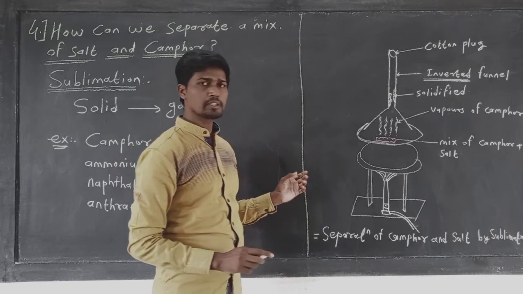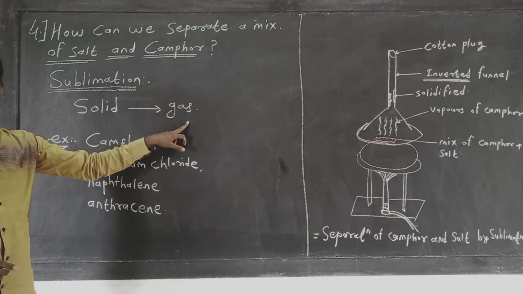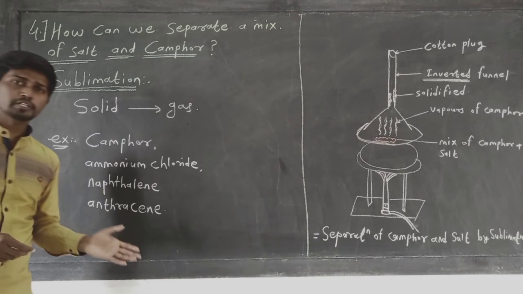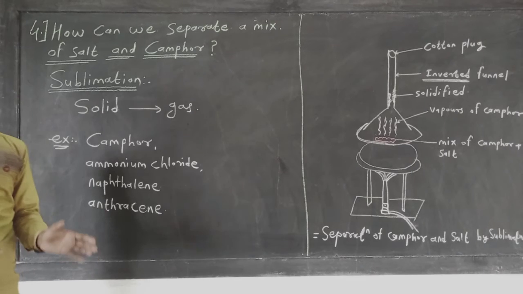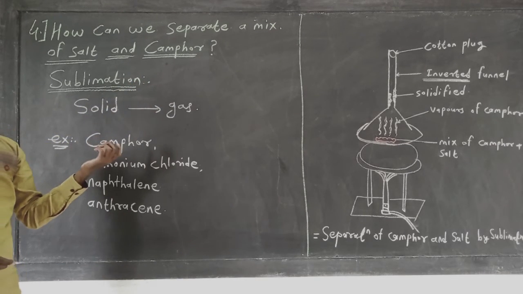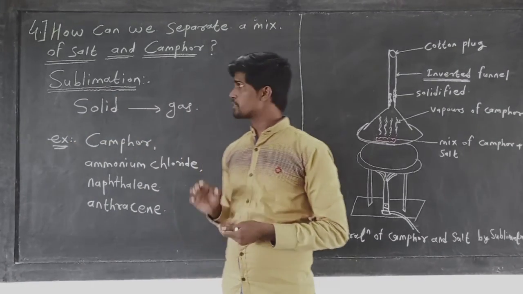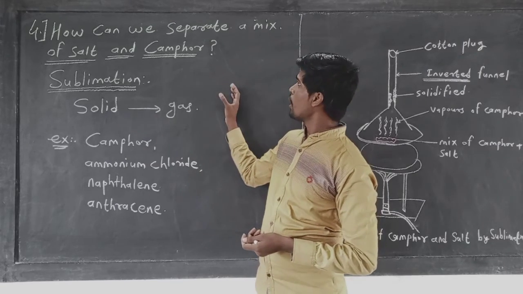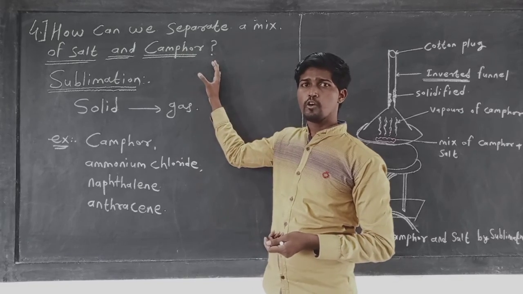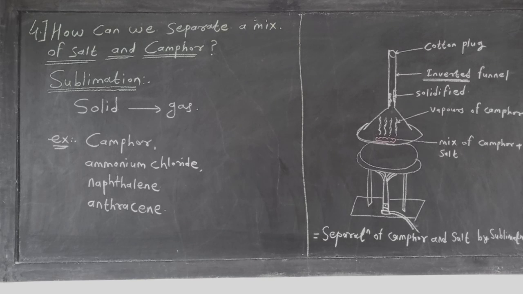Sublimation method means it is very simple: the solid gets converted into gas, and this method is called sublimation. By using this method on the mixture of salt and camphor, you get the camphor from the salt. Okay, so today let us see these two methods, how we can separate them: the third and the fourth method. Okay, thanks.